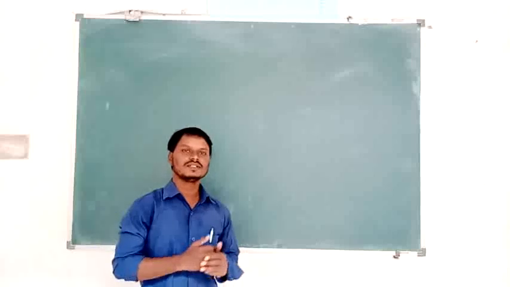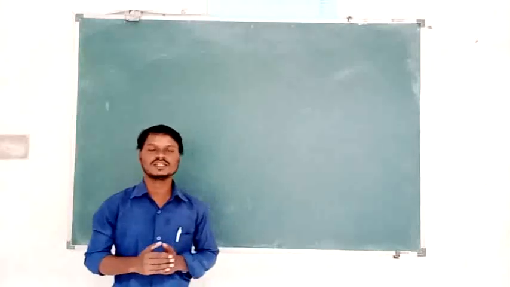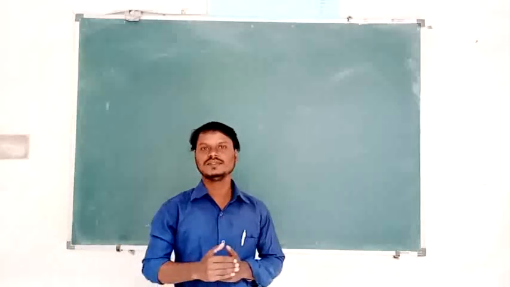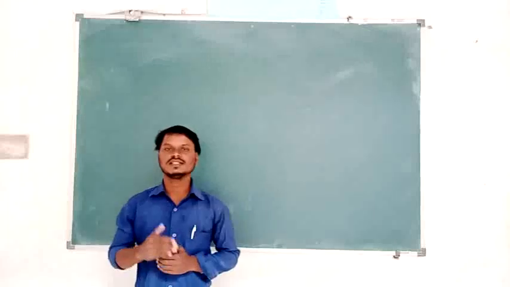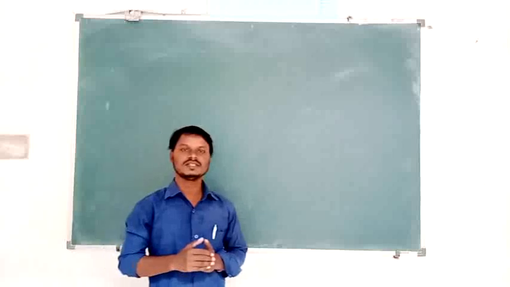In case of constructive interference, always a bright fringe will be formed, because crest falls on crest and trough falls on trough. It means the amplitude increases and the intensity increases. Then which fringe will be formed here? Bright fringe will be formed.